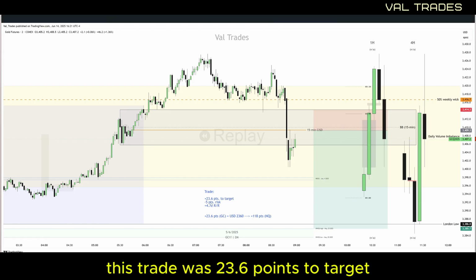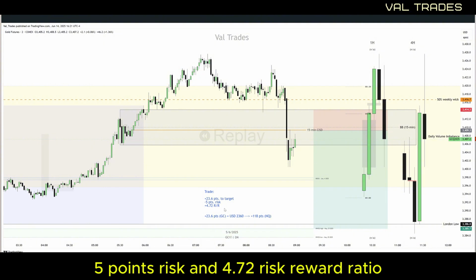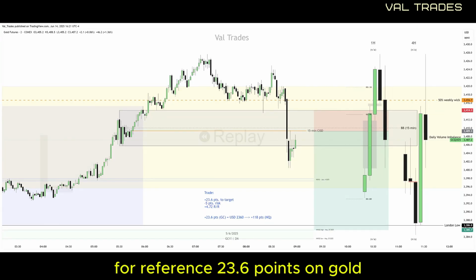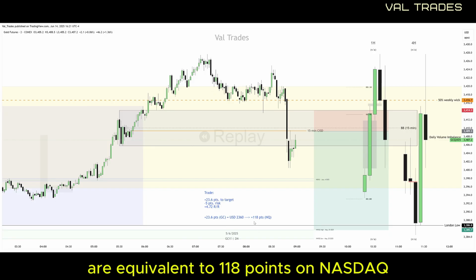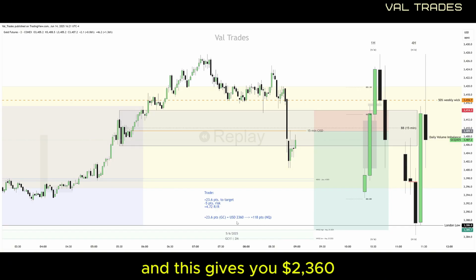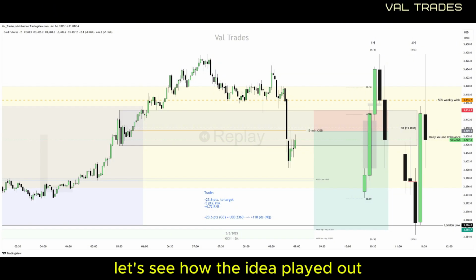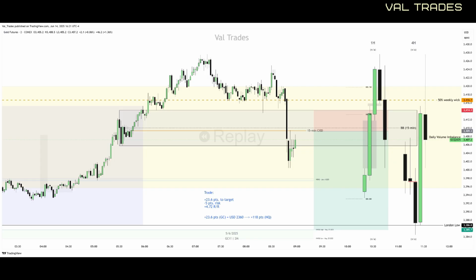23.6 points to target, 5 points risk, and 4.72 risk-reward ratio. For reference, 23.6 points on gold are equivalent to 118 points on Nasdaq, and this gives you $2,360. Let's see how the idea played out.